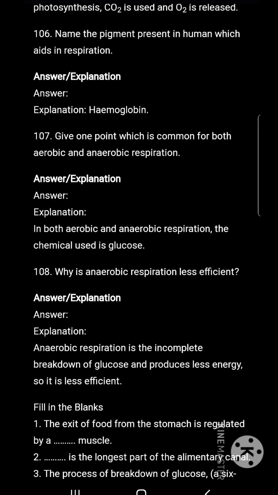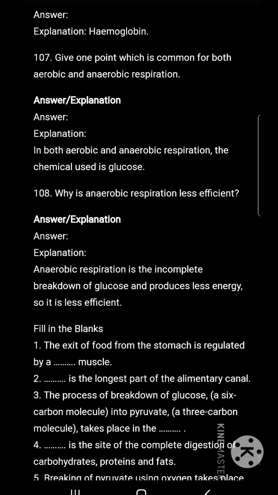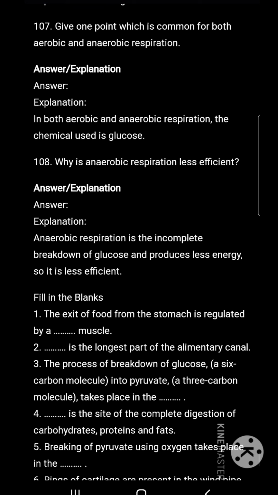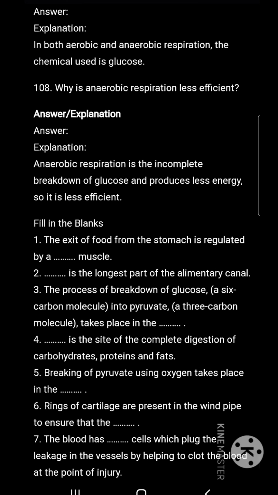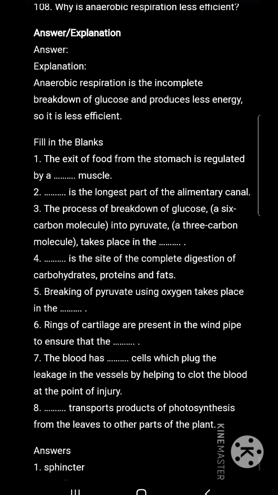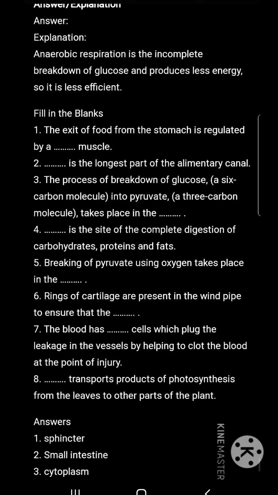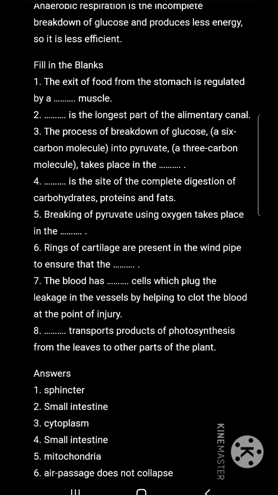Name the pigment present in human which aids in respiration. It is hemoglobin. Give one point which is common for both aerobic and anaerobic respiration. In both aerobic and anaerobic respiration, the chemical used is glucose. Why is anaerobic respiration less efficient? Anaerobic respiration is the incomplete breakdown of glucose and produces less energy, so it is less efficient.